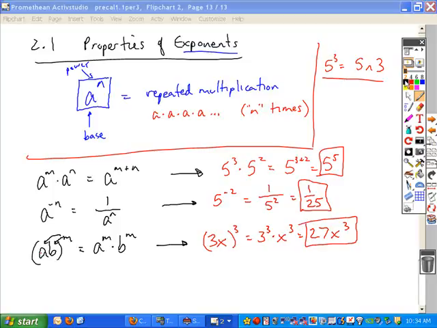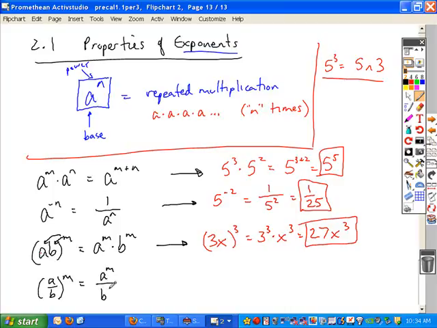This rule works for a quotient as well. The power of a quotient rule states that if the power applies to a quotient, then it's going to apply to each of those independently as well. So you would get a to the m over b to the m. Again, if you're looking at something like 2/5 squared, this is equivalent to taking 2 to the second power, taking the base of 5 to the second power, and then simplifying each of them as much as you need to get your simplified form.